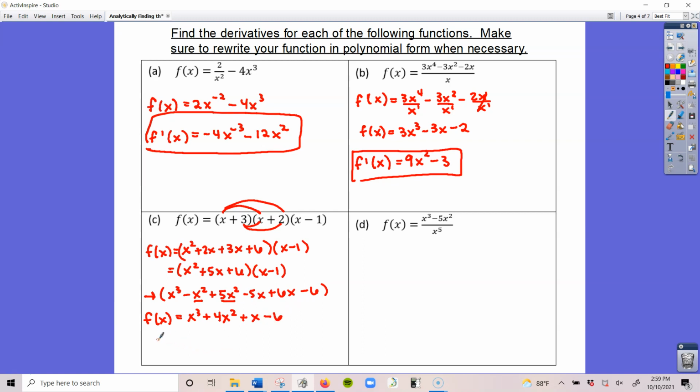Now we're ready to take its derivative. So f prime of x is going to equal 3x squared plus 8x plus, now even though we don't see it, we do have a 1 here in front. So this would be plus 1, and the derivative of any constant is 0. So this is my derivative.